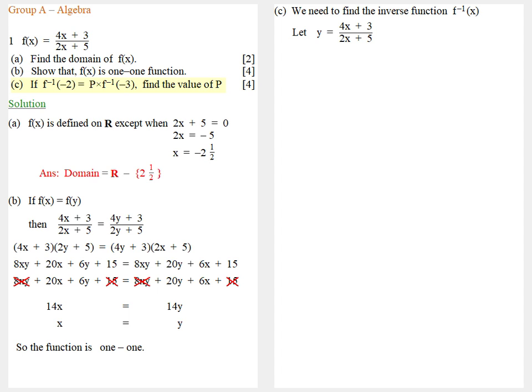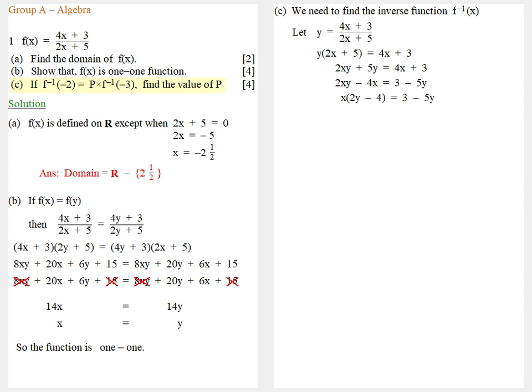We now make x the subject of the formula. To do that, we'll have to multiply both sides by 2x + 5. So y into (2x + 5) equals 4x + 3. Expand the bracket: 2xy + 5y equals 4x + 3. Subtract 4x from both sides and subtract 5y from both sides. That gives you 2xy - 4x equals 3 - 5y.